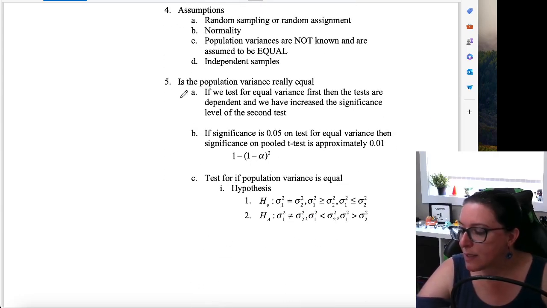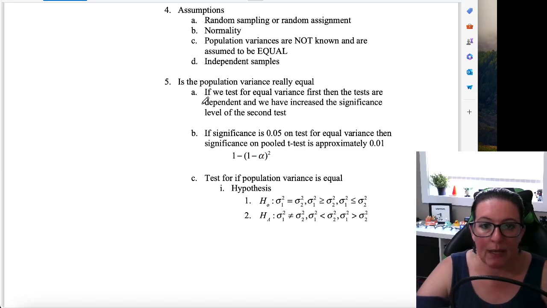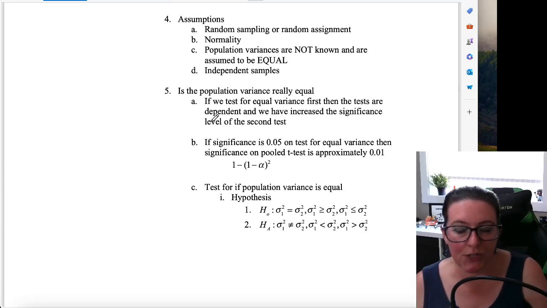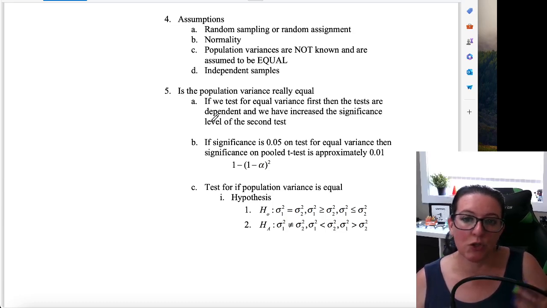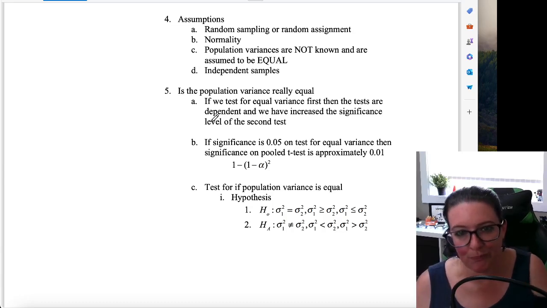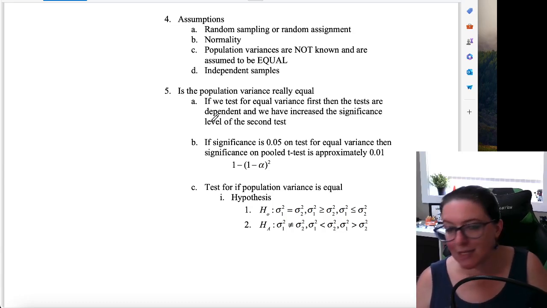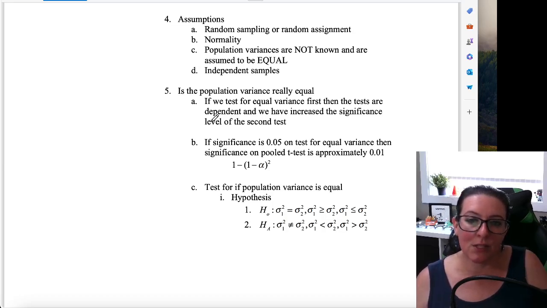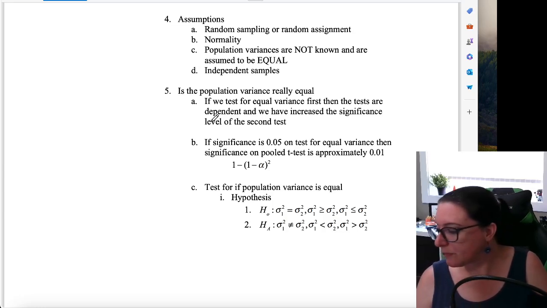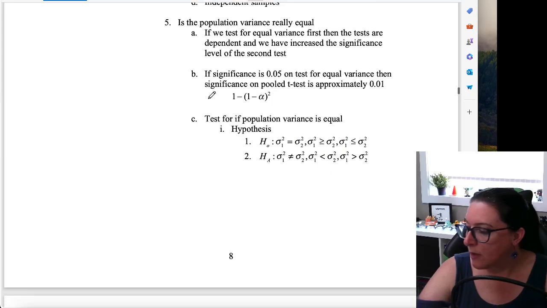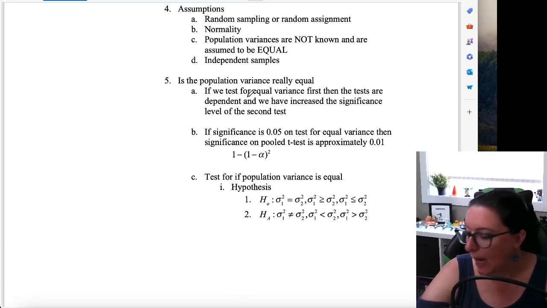Okay, so is the population variance really equal? If we were to test for equal variance first, then we have dependency between our tests. And this will increase the significance level of the second test. Because your two tests depend on each other, then what happens is the error compounds. So if the significance is 0.05 on a test for equal variance, then the significance on the pooled t-test is approximately 0.01. Okay. So there is this relationship between tests that we have to recognize impacts the accuracy.